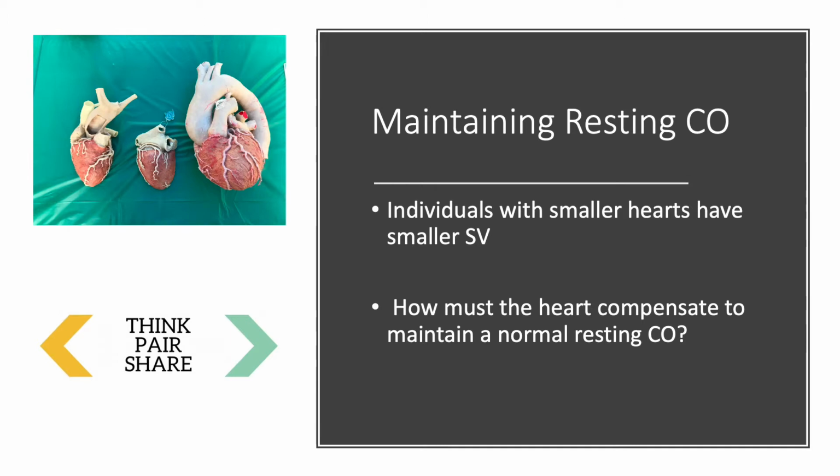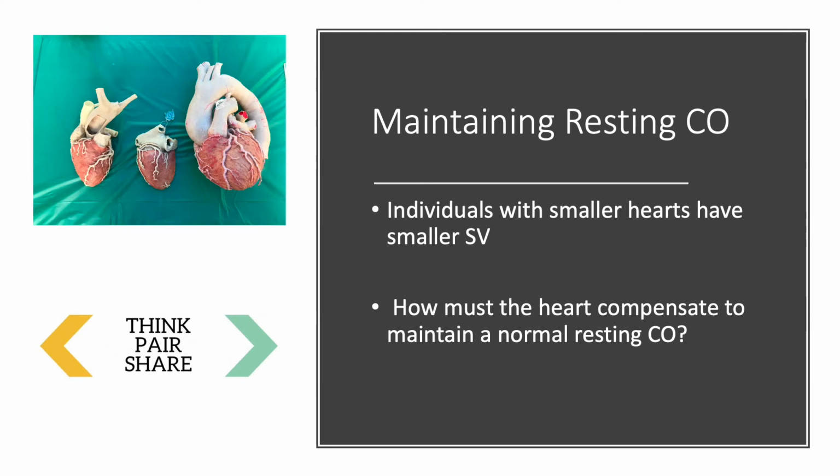Now, resting cardiac output is going to vary from person to person. So for example, individuals that have smaller hearts, we're going to see that they have smaller stroke volumes. Now, to wrap your mind around this concept, how would a person compensate to maintain a normal resting cardiac output if they have a smaller heart and a smaller stroke volume?